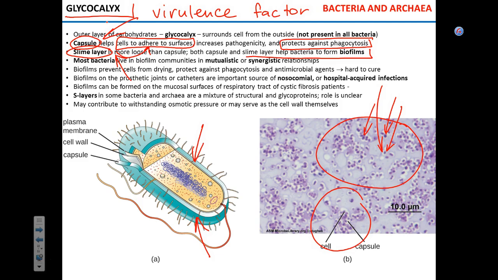Bacteria in the biofilm exist in mutually beneficial relationships. They can be mutualistic, they can be synergistic. They can be mandatory and non-mandatory. But the important thing is that these bacteria enhance each other's growth. So far, that makes sense? And they basically work together, bacteria in a biofilm.